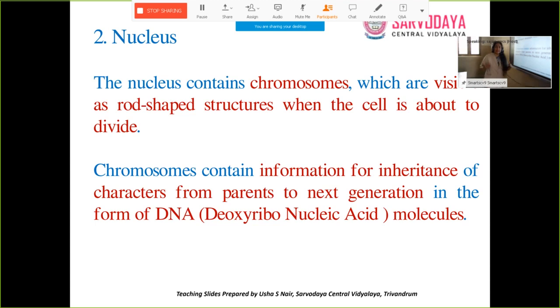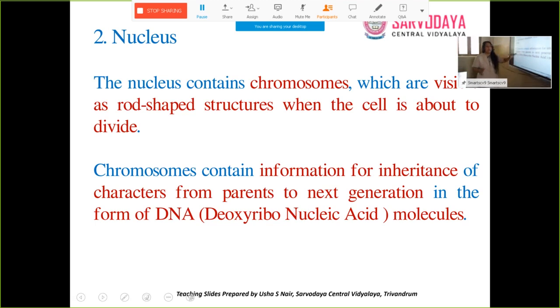Inheritance means transfer of characters from the parents to the offspring, to the next generation. Whatever characters your father has, some of you must hear, oh my God, you look like your mom. Or, oh my God, you look like your dad. Don't some people say that? You look like the exact copy of your mom, or your dad, or maybe your grandma or grandfather. No change, nothing, the exact version.